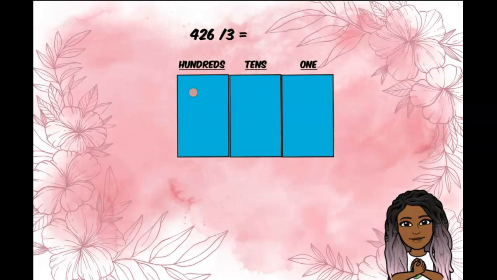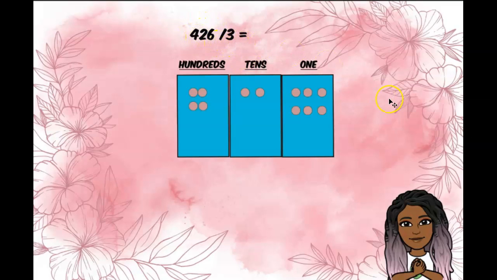It's 1, 2, 3, 4, 400. Let's focus on the tens. 1, 2. All right, let's focus on the ones. 1, 2, 3, 4, 5, and 6.